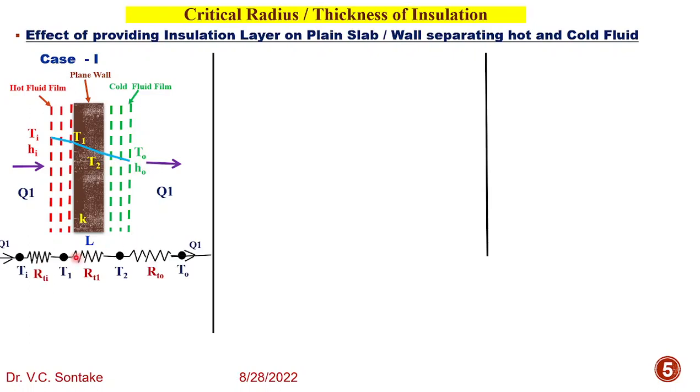The thermal circuit for this arrangement can be shown where the convective thermal resistance RTi will be offered by the hot fluid film between the temperature Ti and T1. Conductive thermal resistance RT1 will be offered by the plain wall between temperatures T1 and T2, and convective thermal resistance RTo will be offered by the cold fluid film between the temperatures T2 and To.